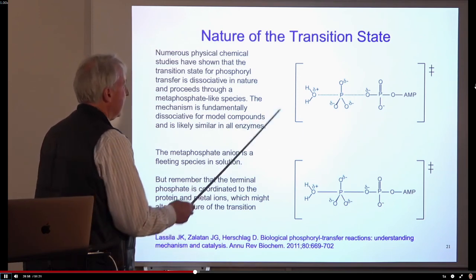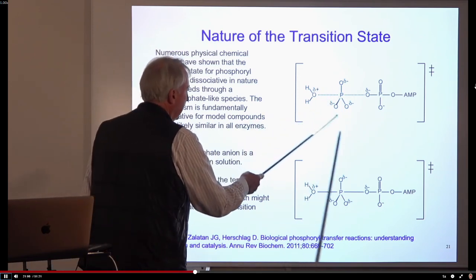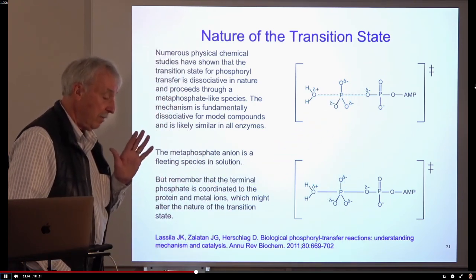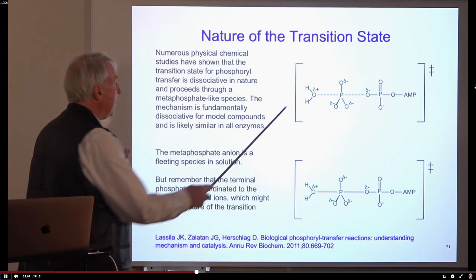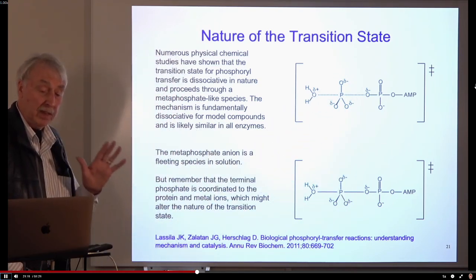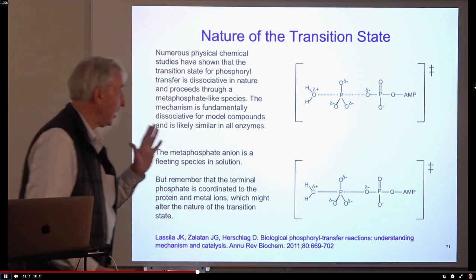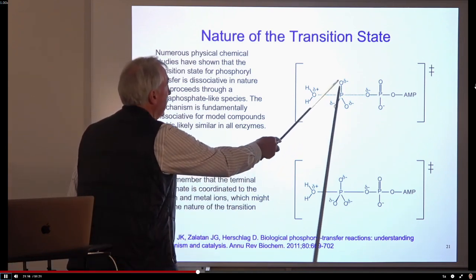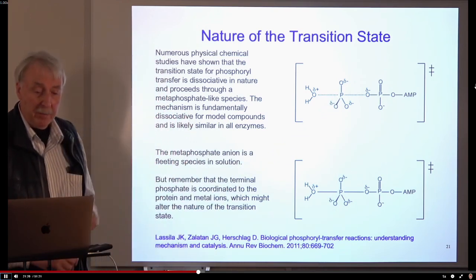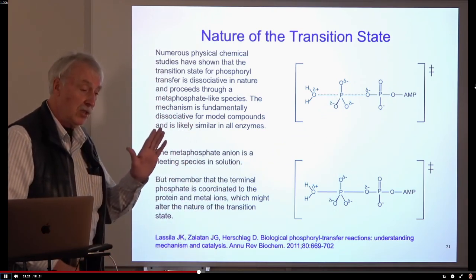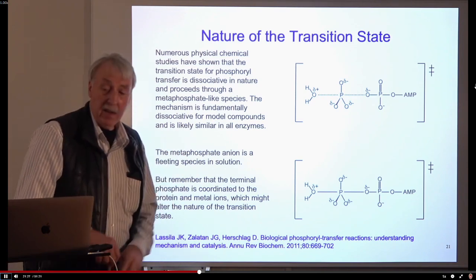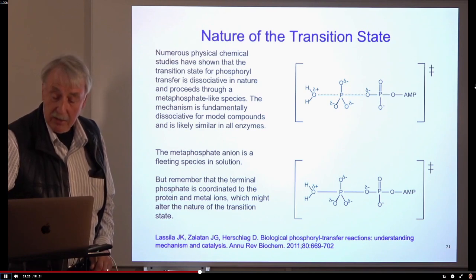What we understand is that for enzymes, the transition state for the phosphoryl transfer is metaphosphate-like. It's not metaphosphate, it's metaphosphate-like. In other words, the transition state occurs when the 3 oxygens and the phosphoryl group, the phosphorus atom, are in a plane. And that, of course, explains why vanadate and magnesium trifluoride are such excellent inhibitors.